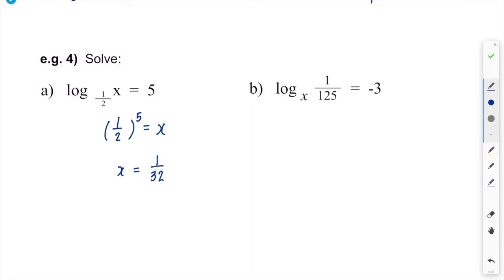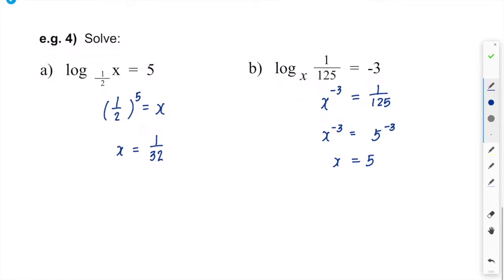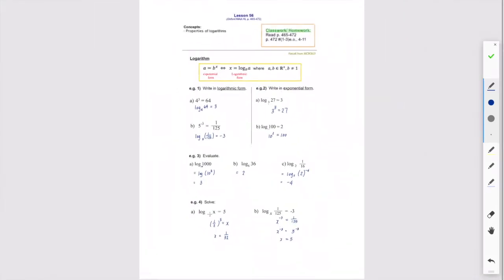For b, now the base is x. What is the exponent? Right, that's negative 3 equals 1 over 125. So we know that this technically is 5, right? Because 5 to the power of negative 3 is x to the power of negative 3. So you could have skipped that second last step if you know the answer right away. So not too bad so far. I hope.